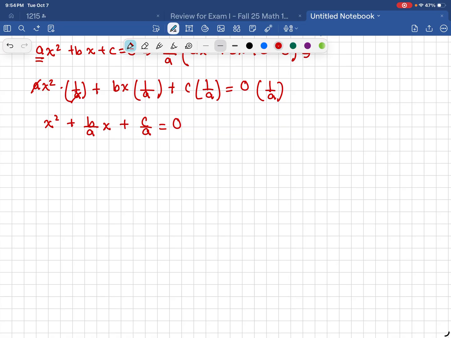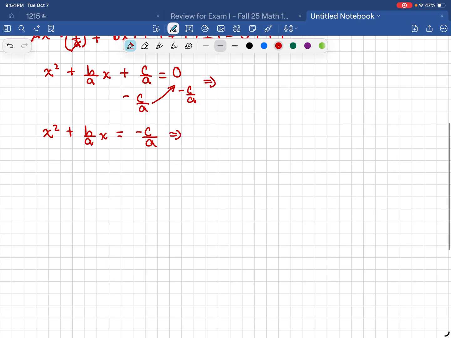is equal to 0. Now we want to create what is known as a perfect square trinomial, which is what completing the square does. So I'm going to send this c over a to the other side, so now we have x squared plus b over a x is equal to negative c over a. Now to create my perfect square trinomial, I'm going to use my b over a to create a new c right there.